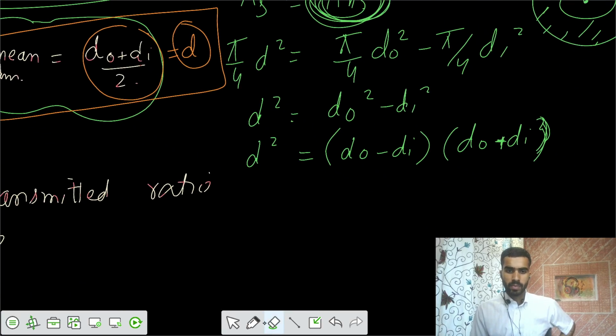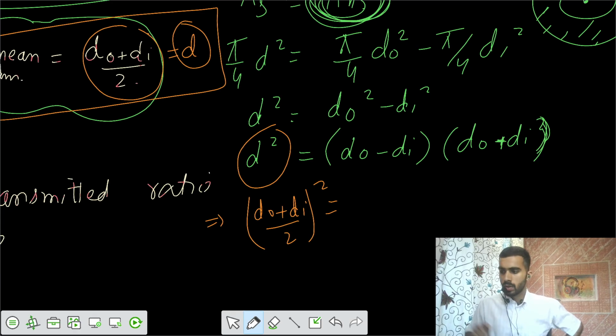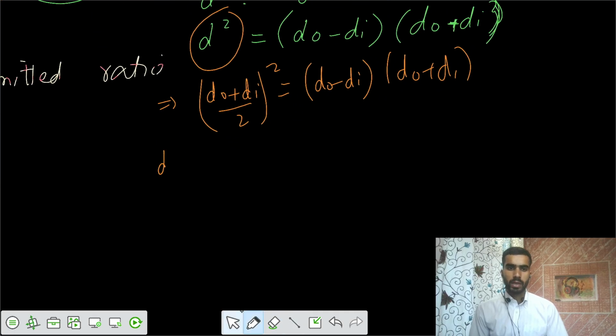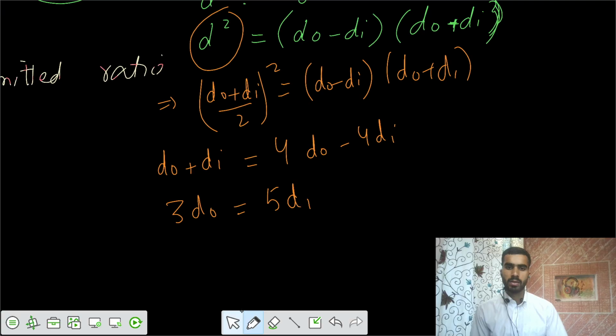So if I write this value here, that means I would write (d outer plus d inner) by 2 whole square equals to d outer minus d inner times d outer plus d inner. So I would get d outer plus d inner equals to 4 times d outer minus 4 times d inner. So I get 3 d outer equals to 5 d inner. So d outer is 5 by 3 of d inner.